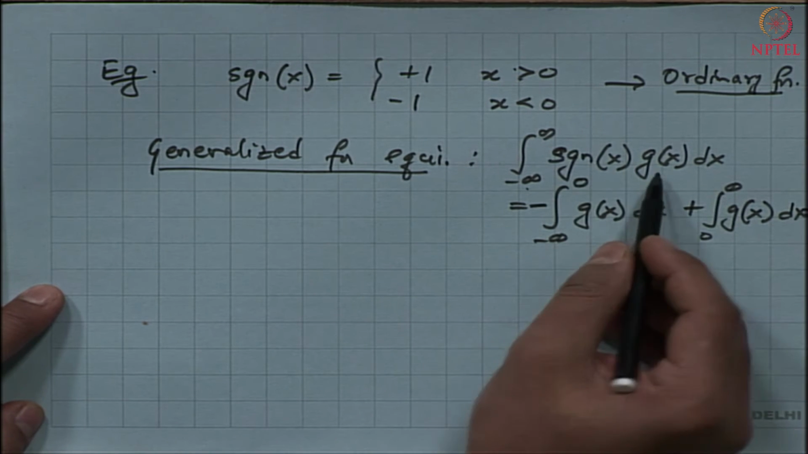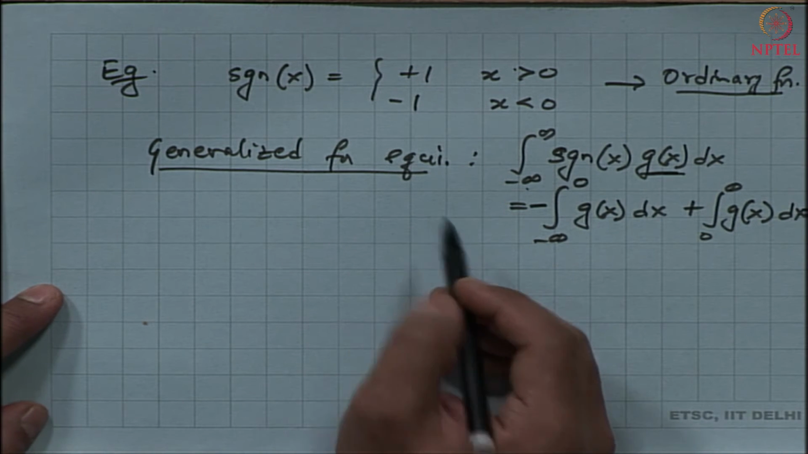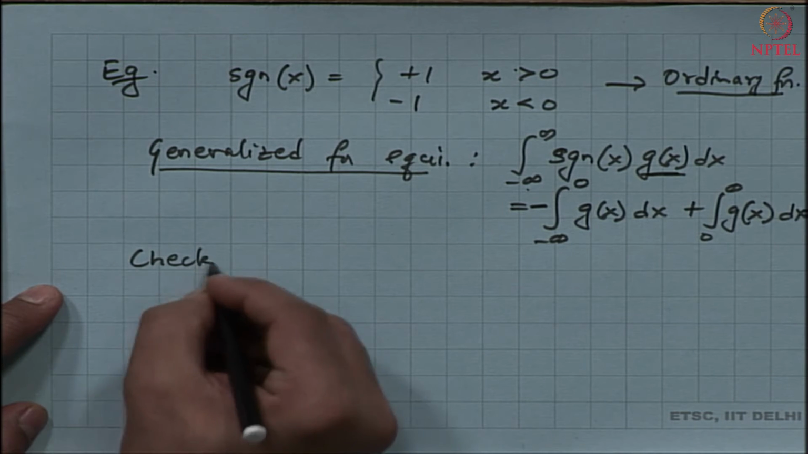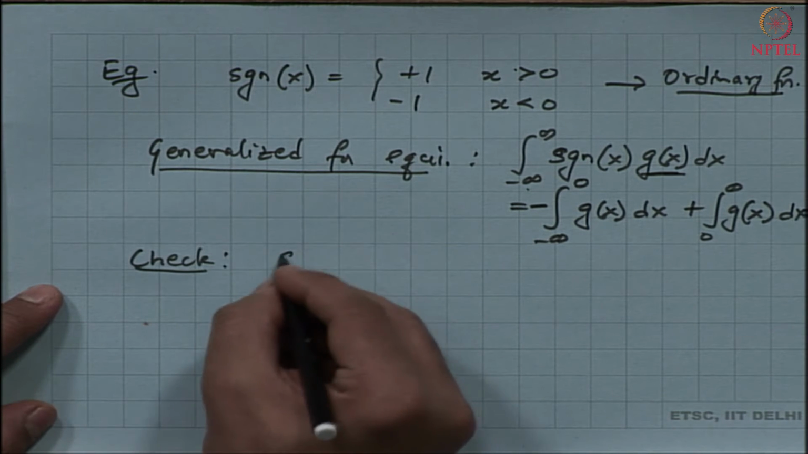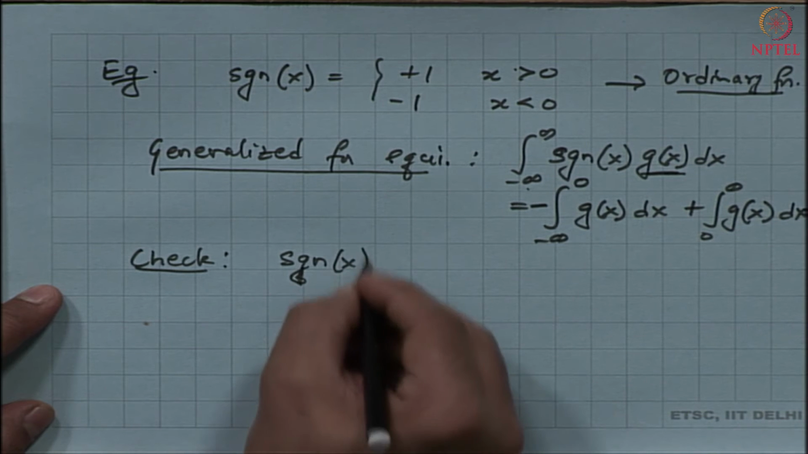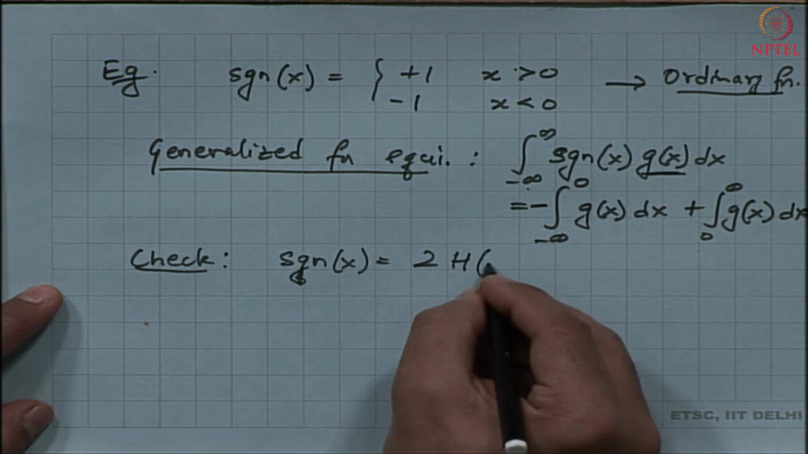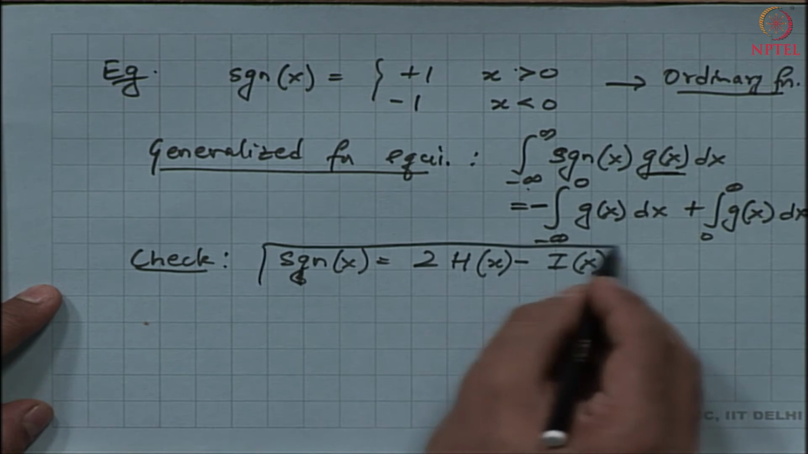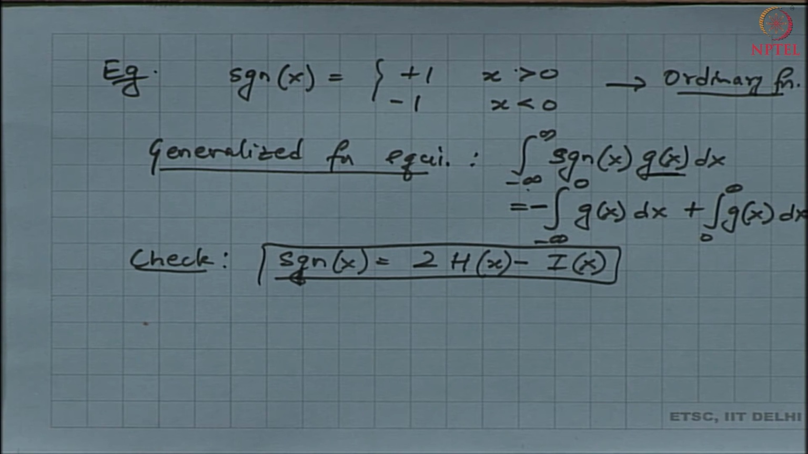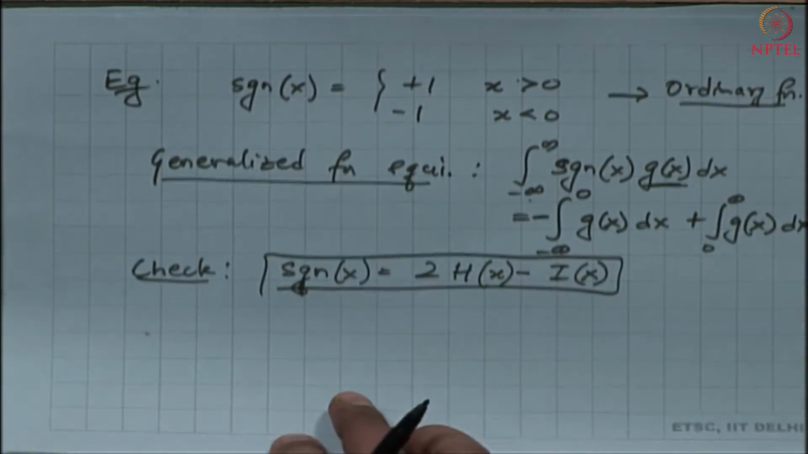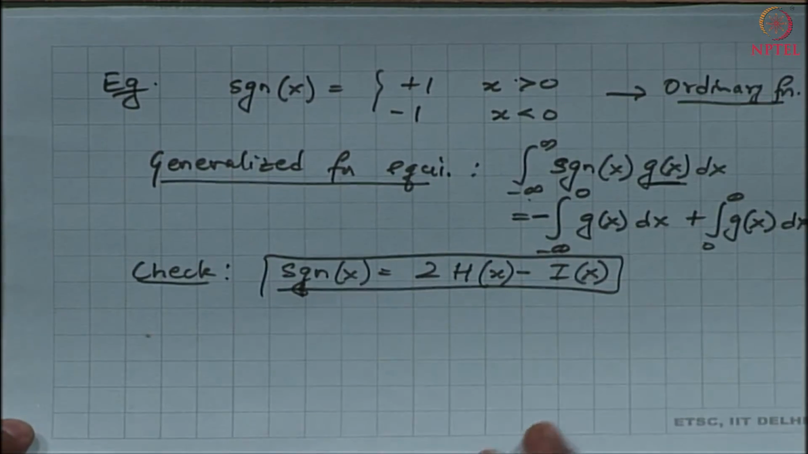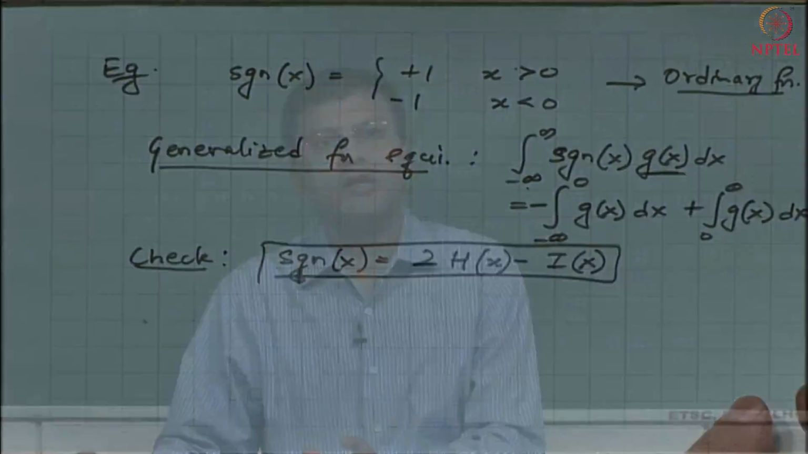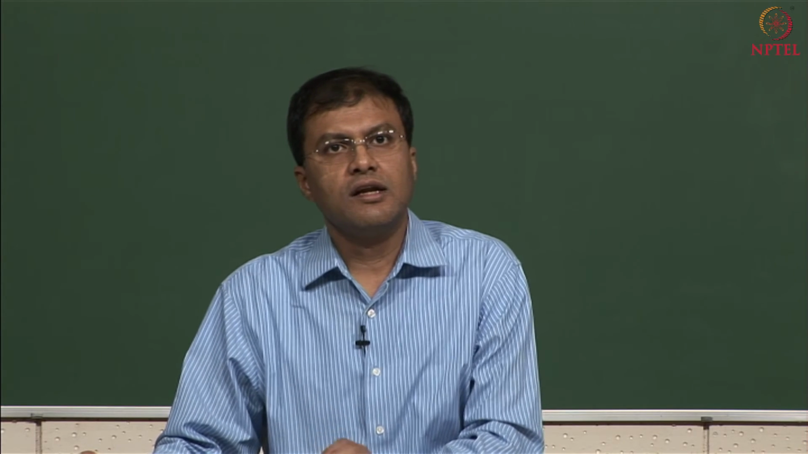So, for this ordinary function sgn x, the generalized function equivalent definition is as follows: it is the action on this good function g x. Also please check this useful relation that sgn of x is actually equal to 2 times the Heaviside function minus my unit function. I am going to use this relation quite frequently. Okay. I have introduced all this notion of good function and generalized function to go through the example that I am going to describe next.